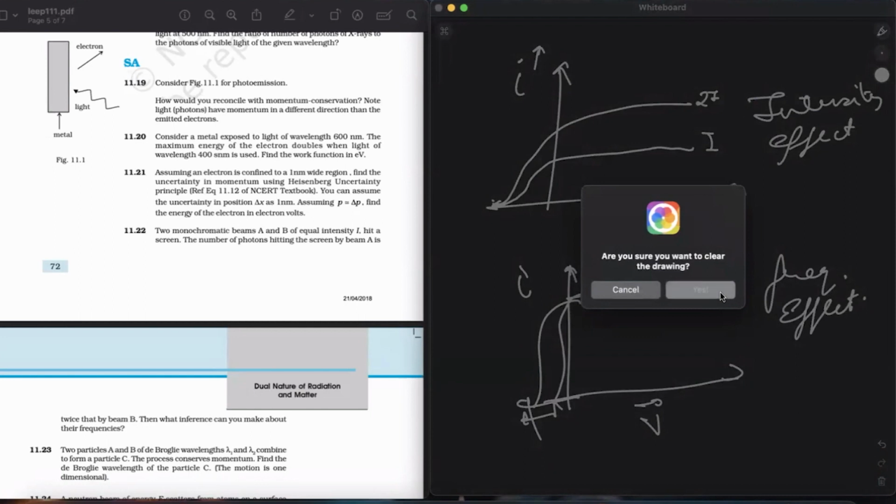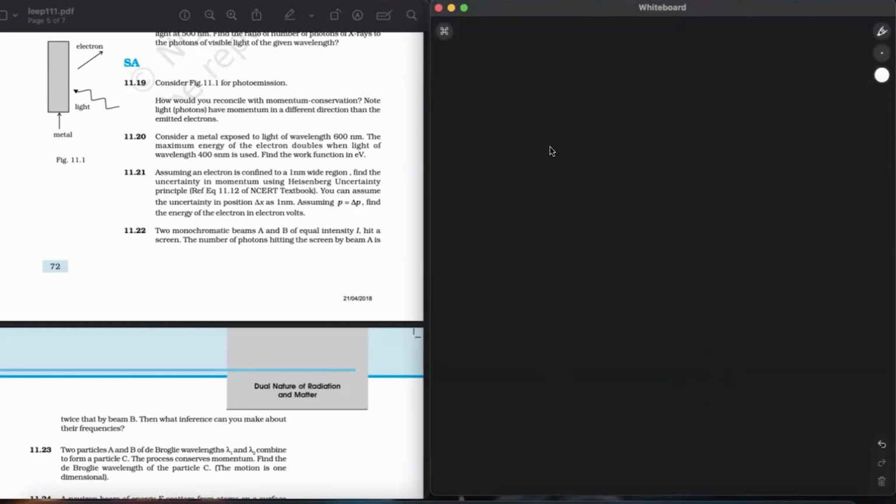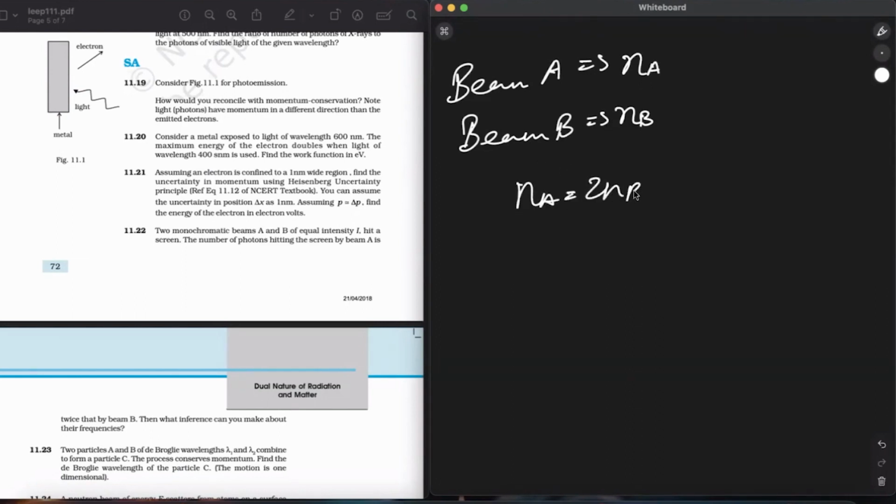Now, to solve this question, let us assume Na is the number of photons falling per second of beam A. So for beam A, the number of photons is Na, and similarly for beam B, the number of photons being emitted is Nb. All right. And it is given that the number of photons hitting the screen is two times, so Na is two times Nb. All right.